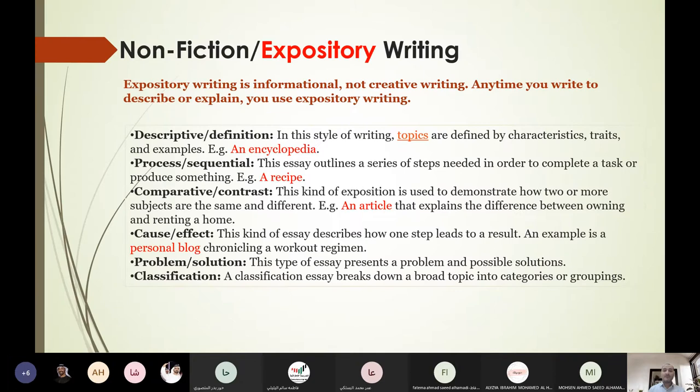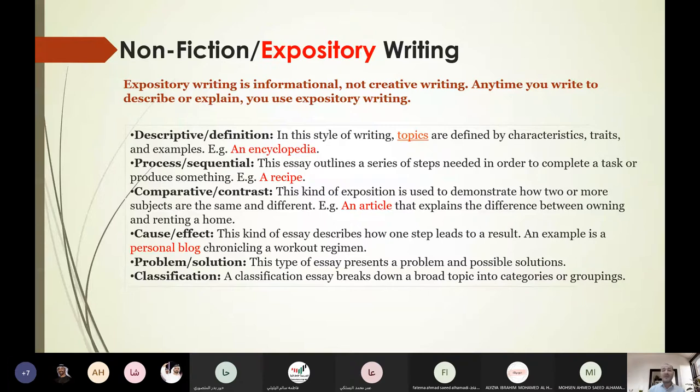Expository writing could come under different categories. For example, we have descriptive or definition writing. An example is encyclopedias. Process or sequential writing, like a recipe. When you have a recipe, how to cook something, how to make a special dish, you go through some steps: first, second, then after that, and finally. This is called process or sequential writing.